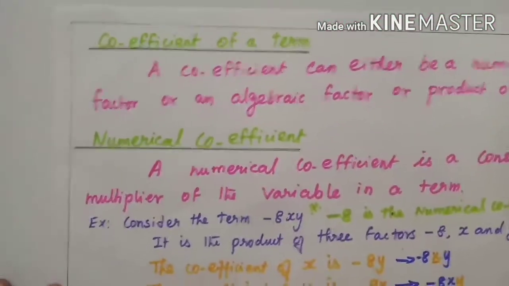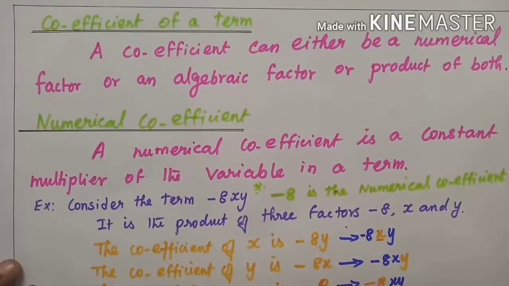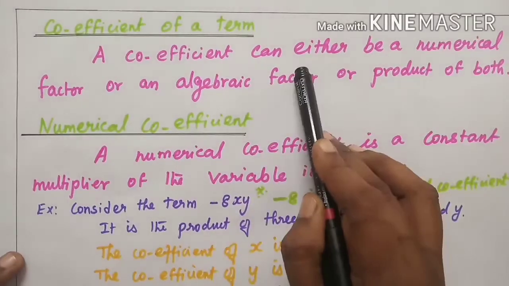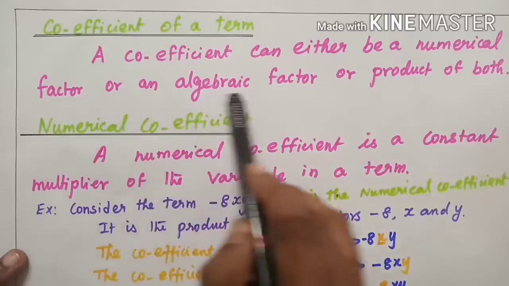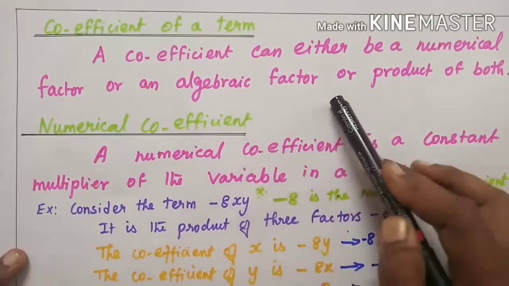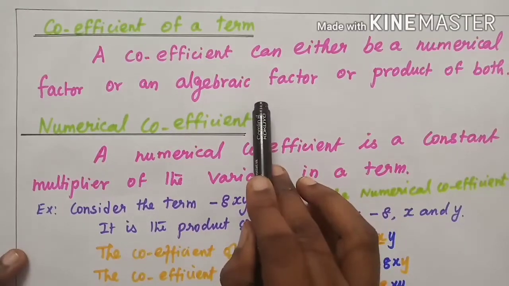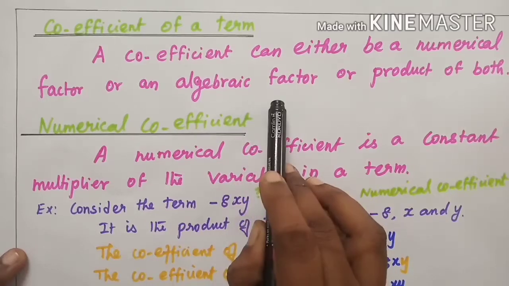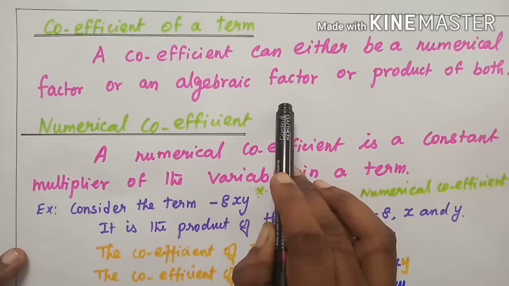Next I will go with the coefficient of a term. Listen here. A coefficient can either be a numerical factor or an algebraic factor or a product of both. That is, a coefficient may be a numerical number or an algebraic factor or the product of both, like x, ax or xy, right?